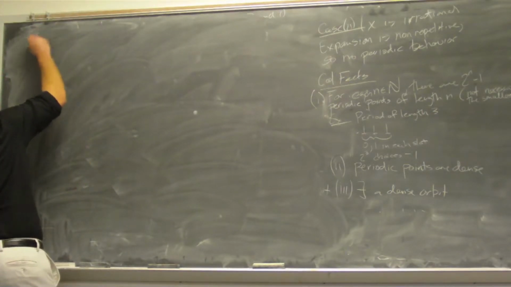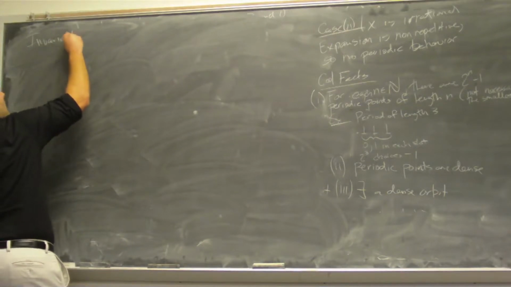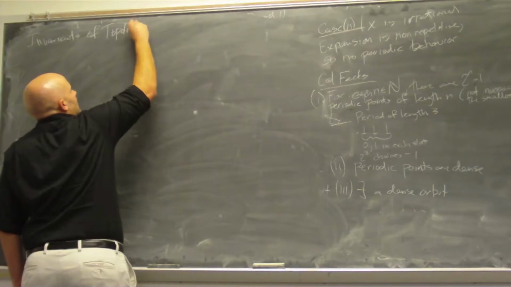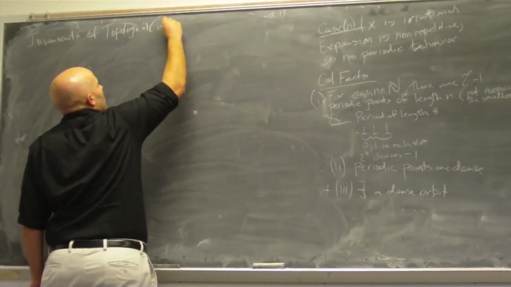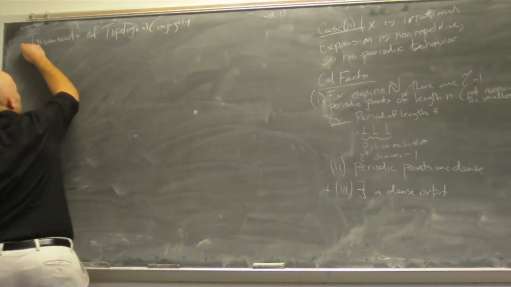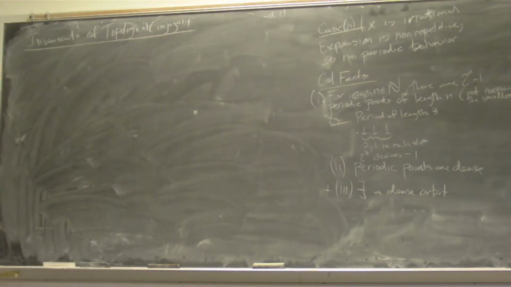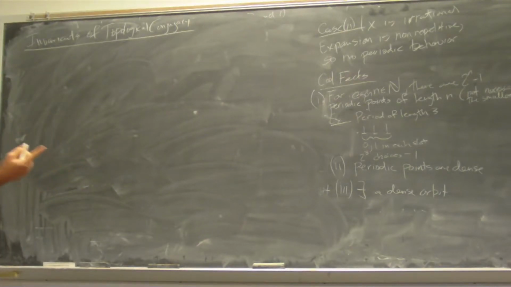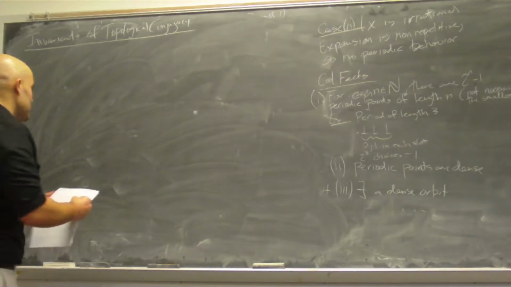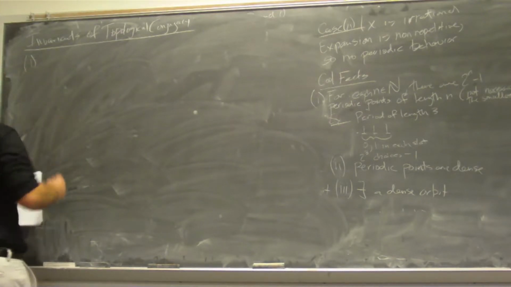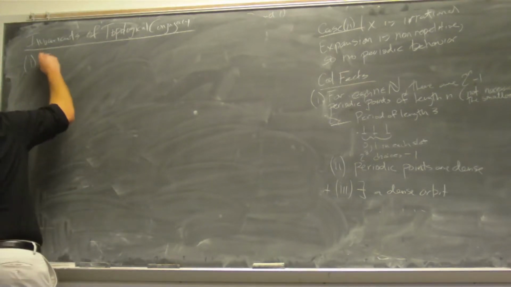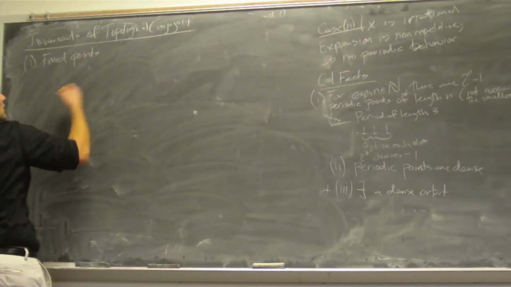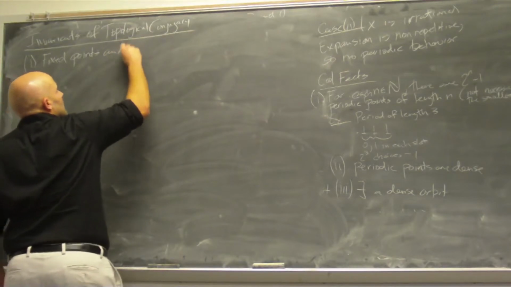Right? So invariance of a topological conjugacy. What things are preserved whenever you have a topological conjugacy? Well, one thing is the periodic points and fixed points. Those are definitely two things that are always going to be preserved. So fixed points is one, and periodic points.